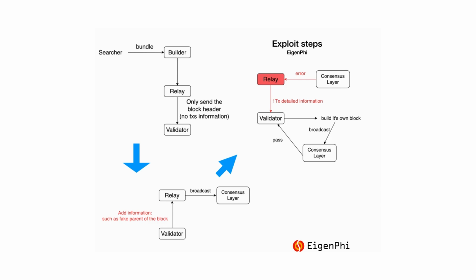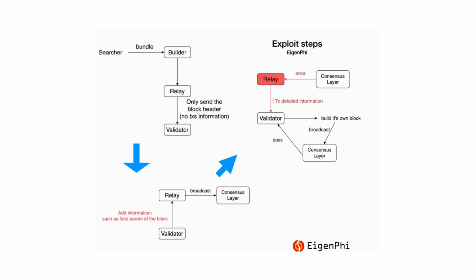validator. Now that the validator knows all the details of what happened in that block, it puts its attack transaction just after the sandwich attacker's front run and builds its own block. The validator then passes the correct information of the block to the consensus layer and gets the permit from the consensus layer to execute the transactions.